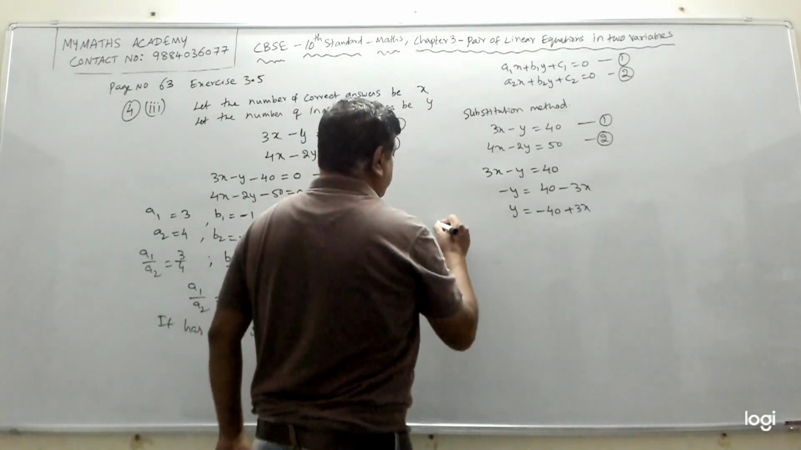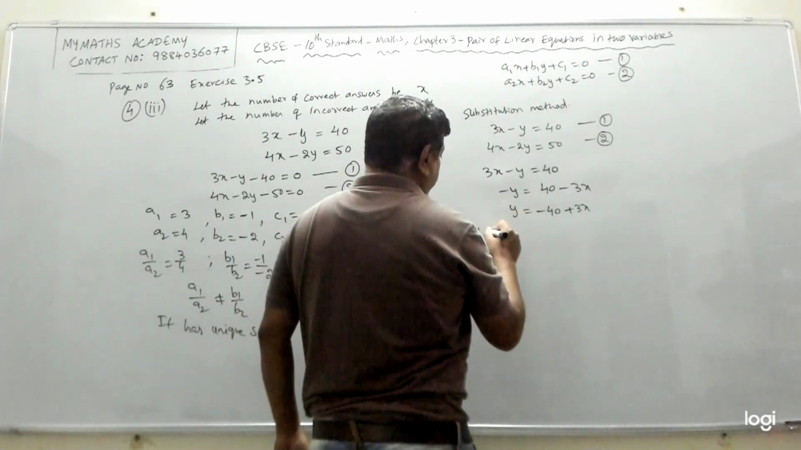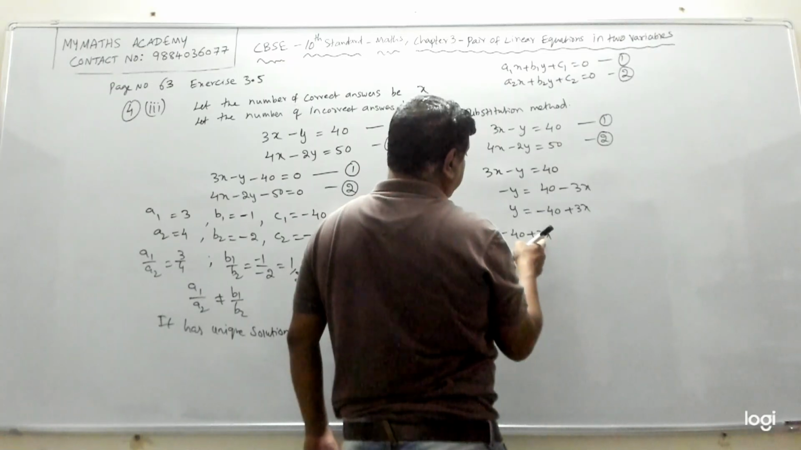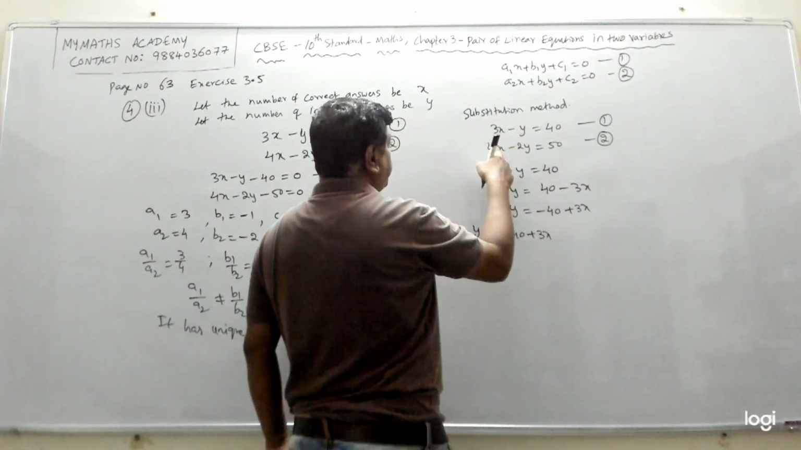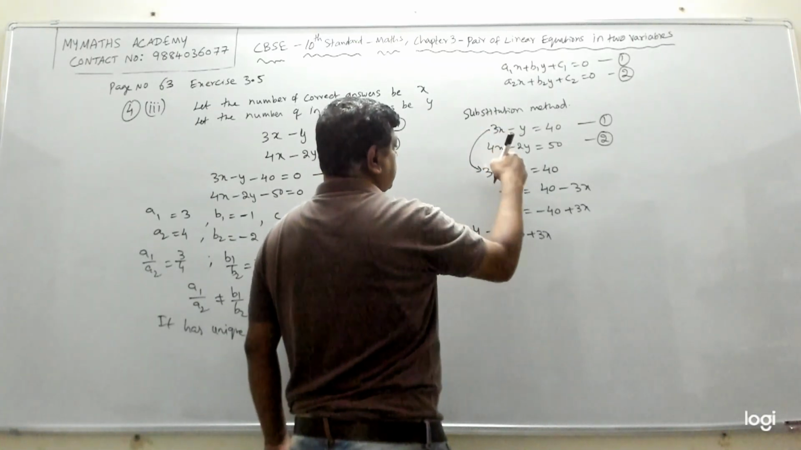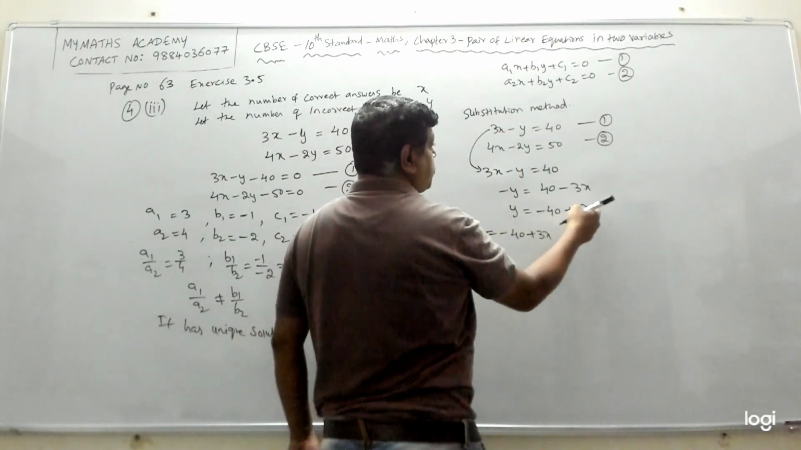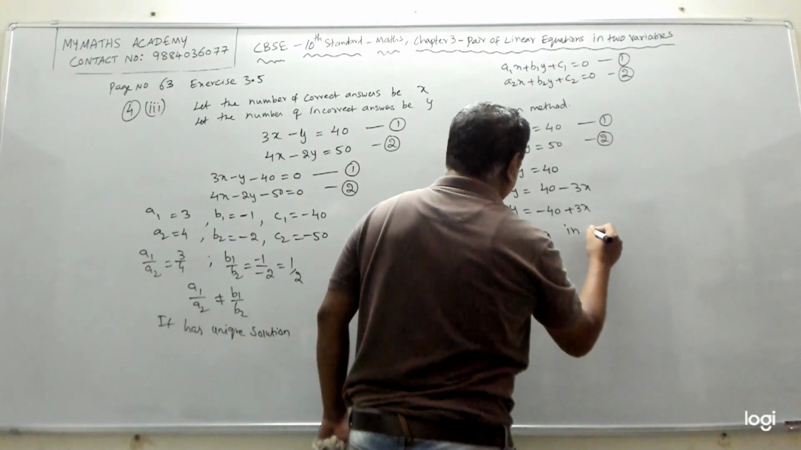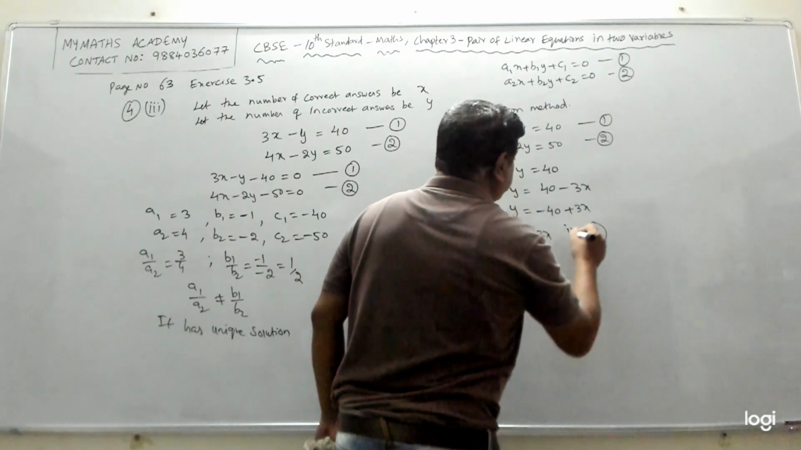Now we are going to substitute this value of y equal to minus 40 plus 3x in equation number 2, because we got this from equation 1. So this came from equation 1, thus we will substitute in equation 2. So equation 2 is what? Substituting y equal to minus 40 plus 3x in equation 2, we get.